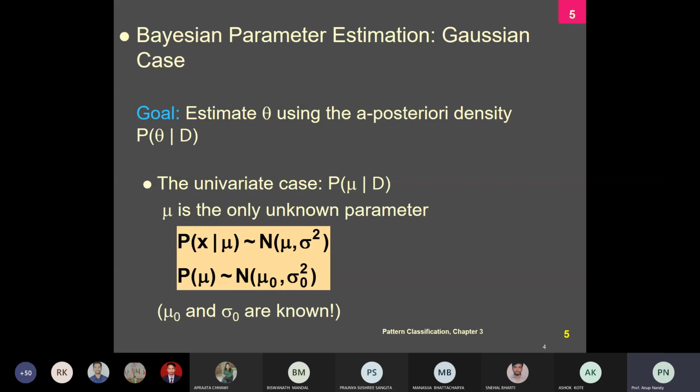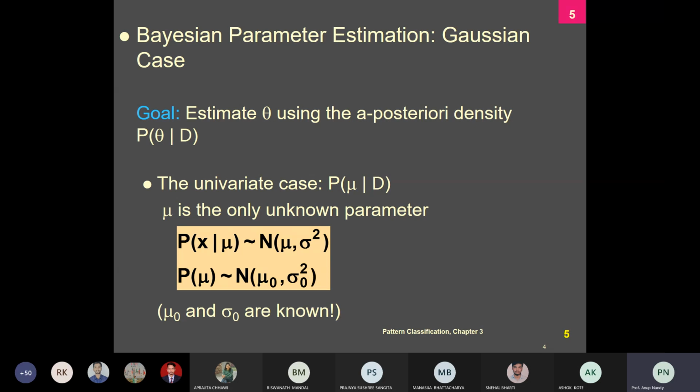Your desired probability density is P(x|D). Your theta is either mu, sigma squared, or the covariance matrix. Now for P(x|theta) or P(x|D), in this case you can write P(x|mu), the density function with respect to the parameter mu. So P(x|mu) is nearly equal to N(mu, sigma), where N is a normal distribution. That is the main case.